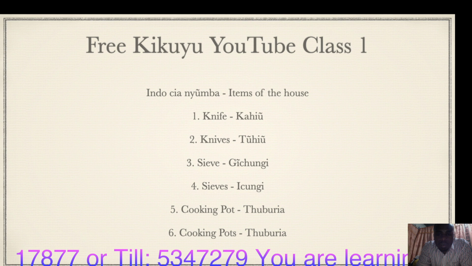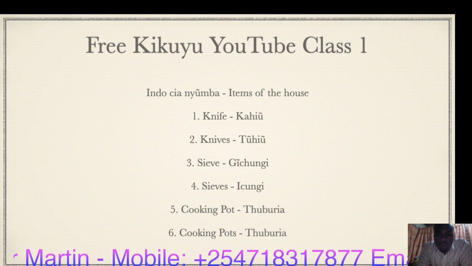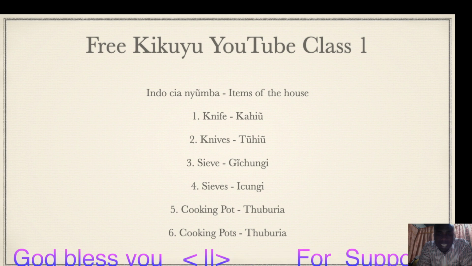Cooking pot, the metallic one. Dhufuria. The clay one is called nyogo. The plural of dhufuria is dhufuria. And I've said nyogo is a clay cooking pot; the plural of nyogo is nyogo. Good. We go to the next one.